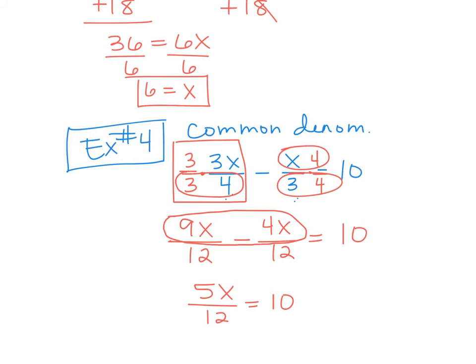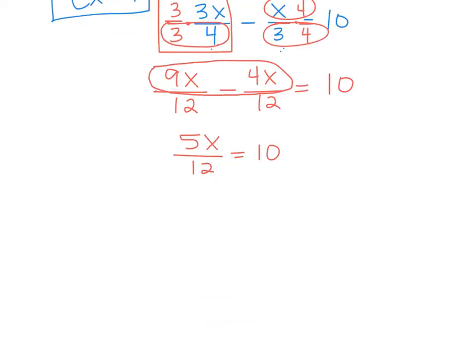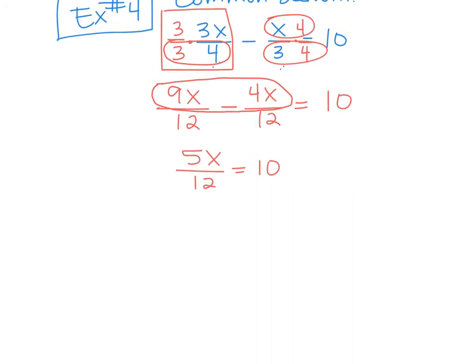So 5x over 12 equals 10, right? Right now, we need to get rid of everything but the variable. So you can think of this as 5 over 12 times x equals 10, right? If we just drop that x behind it, we didn't change anything. And you guys know how to solve this. Do you remember? Multiplication by 12 on both sides. Okay, you could multiply by 12 and then divide by 5.